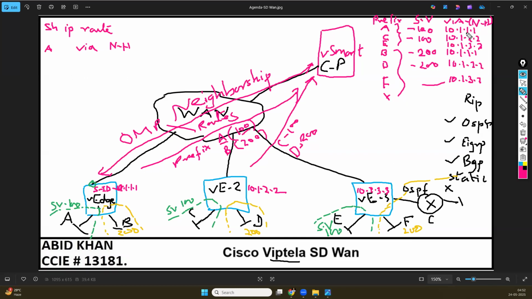This via, this next hop, in Viptela SD-WAN, what is this called? Whatever this next hop is, this is called as what? TLOC. This is known as what? TLOC. TLOC stands for Transport Locator. TLOC stands for what? Transport Locator.